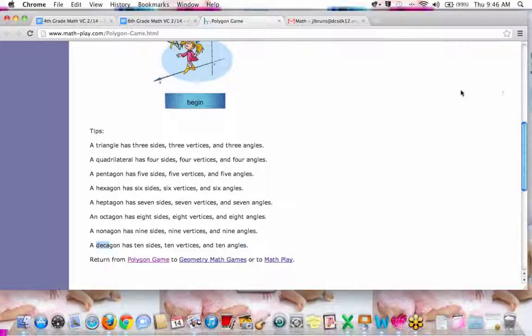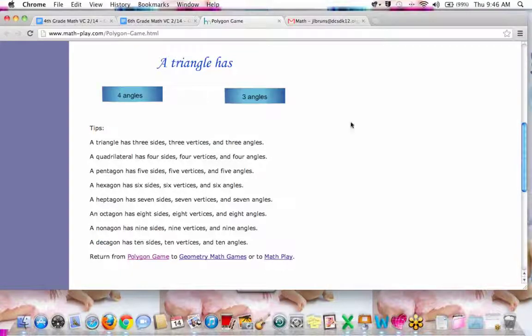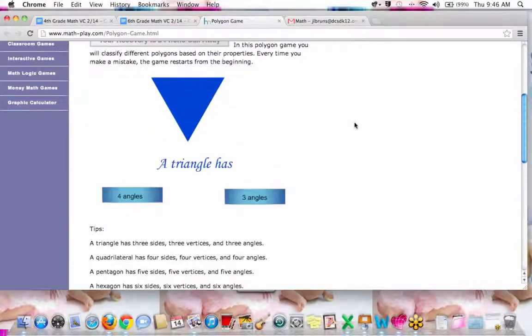How about decade? What does decade mean? Dakota? 10 years. 10 years. Perfect. So you're starting to recognize that those prefixes actually mean something. This is good. All right. A triangle has, hold up your fingers, 3 angles. Good.